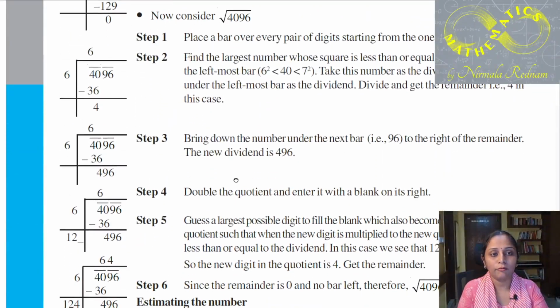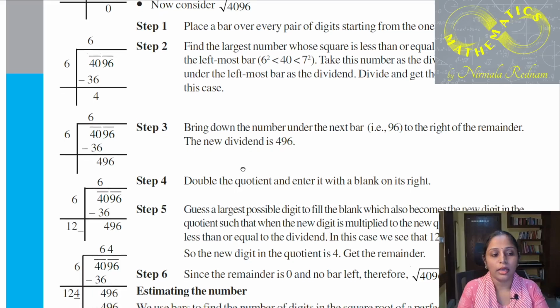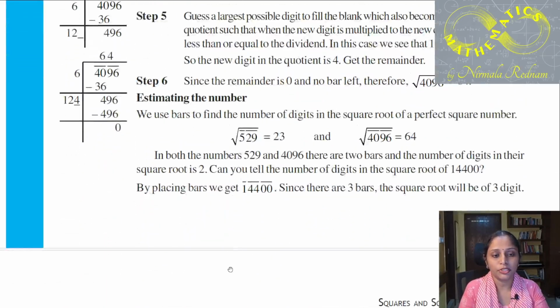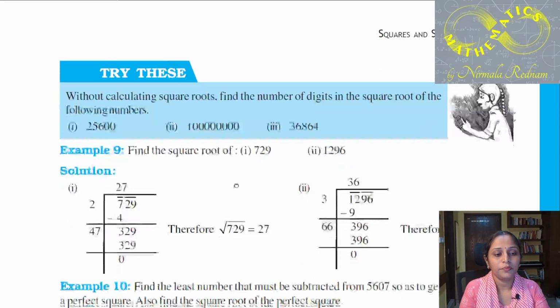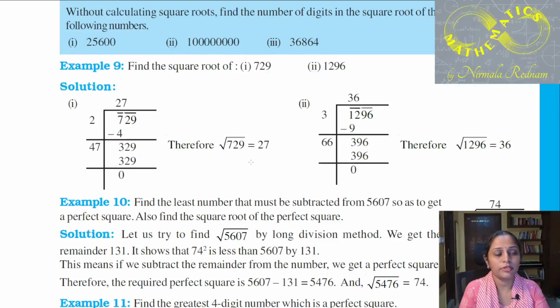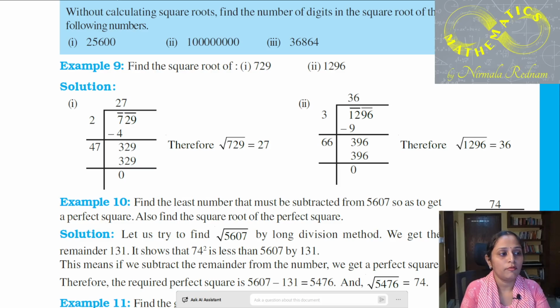Here again I have 4096, which is again only 2 steps because it's a 4-digit number. Now, estimating the number of digits in the square root, like I told you, it is simply that you will be looking at the number of digits in the given number and you will be able to conclude, right? So here they've asked what is the number of digits in the square root, without calculation.